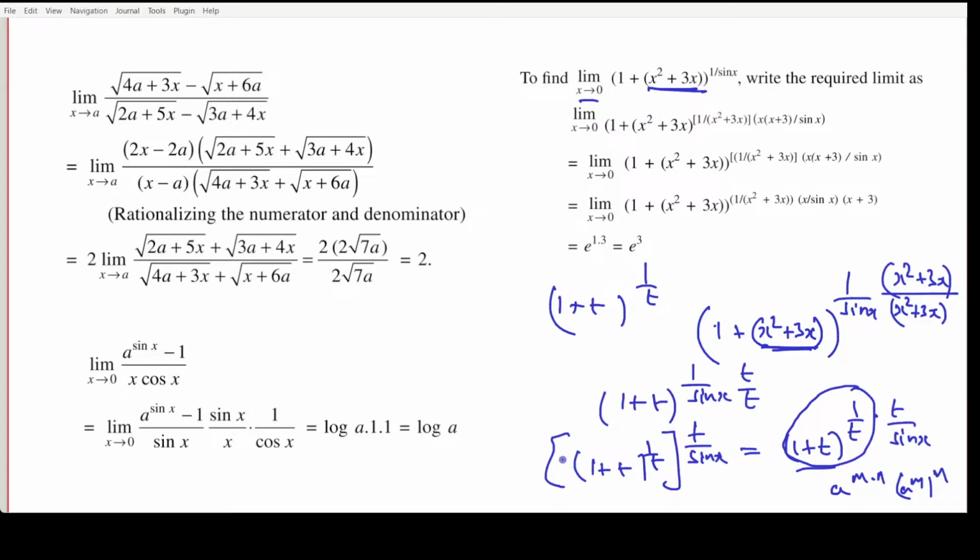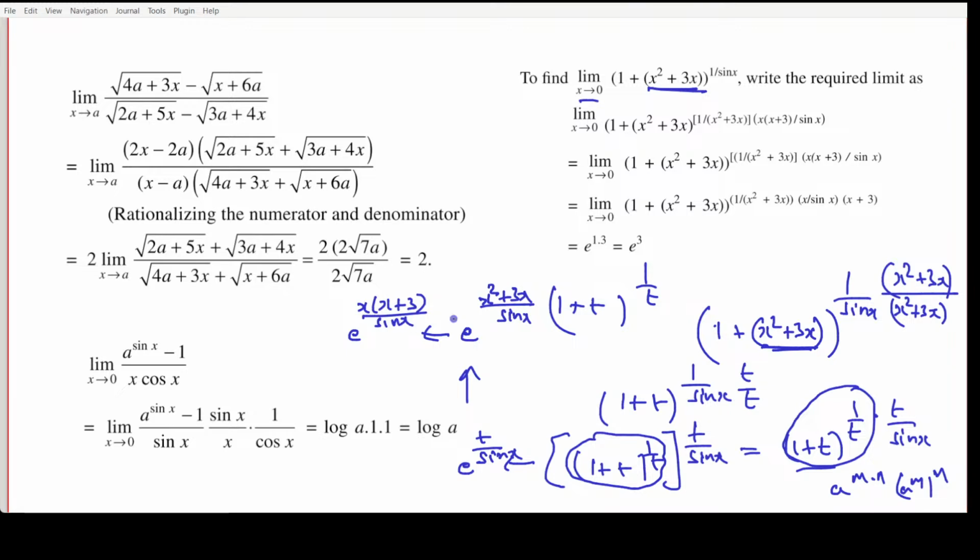This part now we are clear. Earlier also we are clear. As long as t is tending to 0, (1 plus t) whole power 1 by t is equal to e, right? So this has become e power t by sin x. What is t? T is our x square plus 3x, so it is x square plus 3x by sin x, which is nothing but e power x into (x plus 3) by sin x, right?